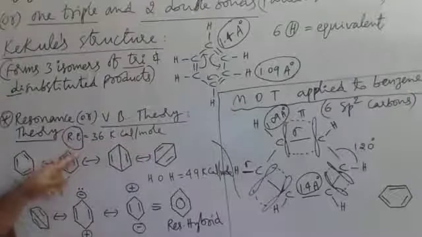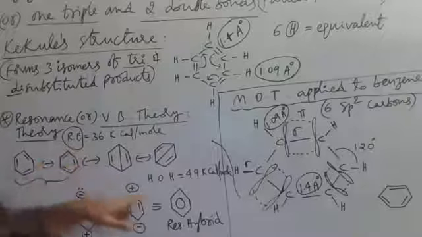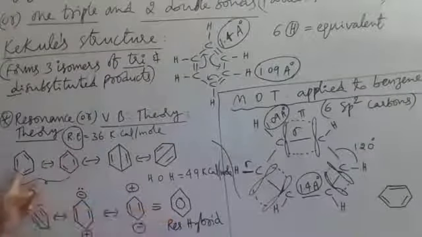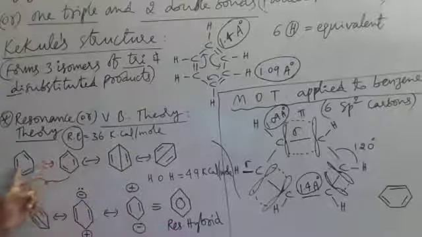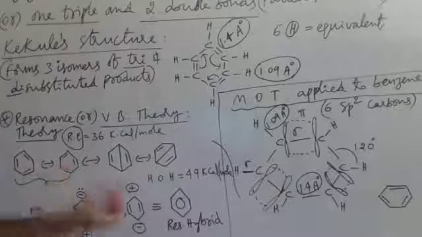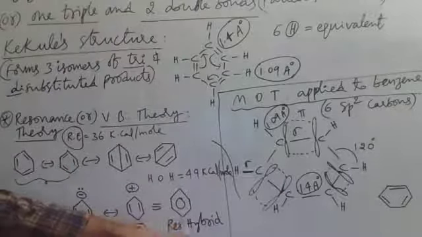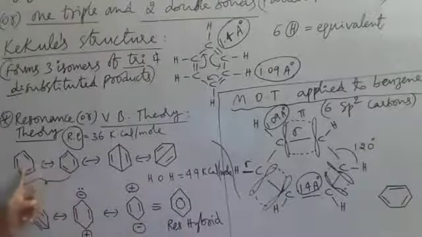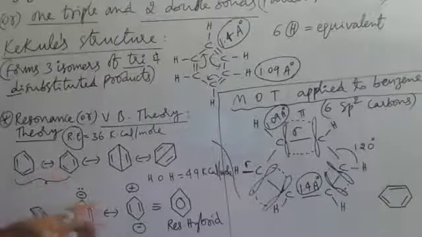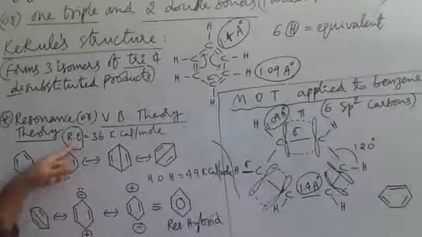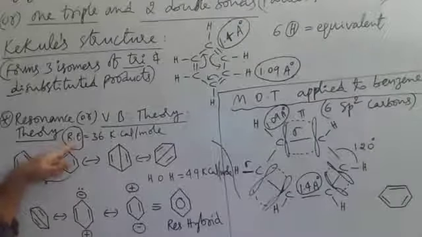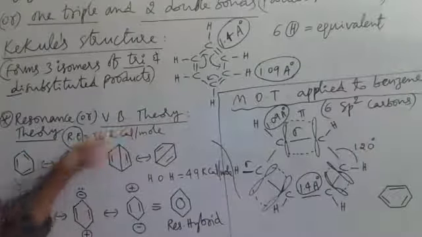The resonance energy is nothing but the difference between the energy of the resonance hybrid and the energy of the more stable resonating structure. The difference of energy is called the resonance energy. So this resonance energy of benzene is 36 kilocalories per mole.